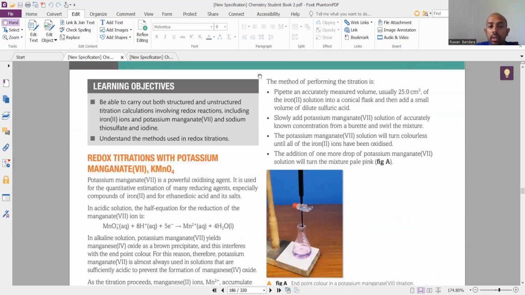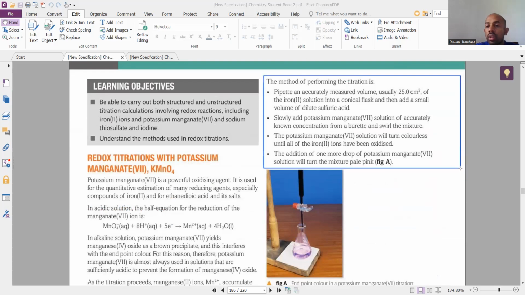And these are the steps, right? Pipette an accurately measured volume of 24 cubic centimeters of iron 2 into a conical flask, and then add a small volume of dilute acid. Make sure that you add a sufficient amount of acid. Otherwise, as we discussed, Mn2+ won't form. Instead, the brown color MnO2 will be formed, which will interfere with the results, plus will increase the titer value as well.